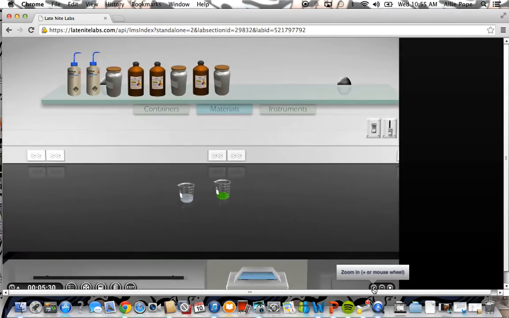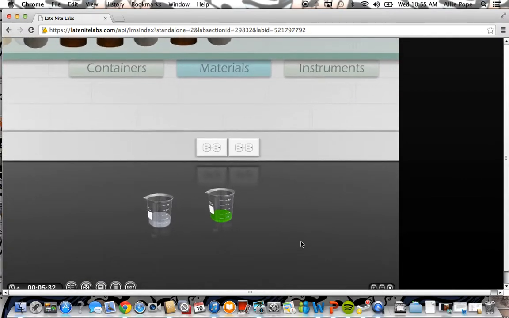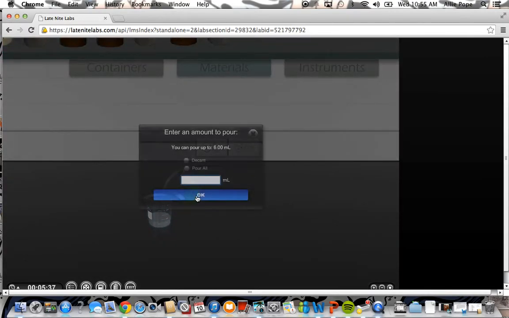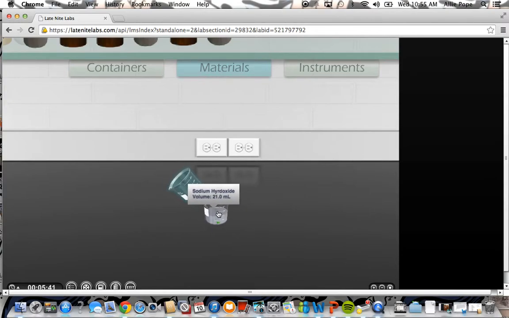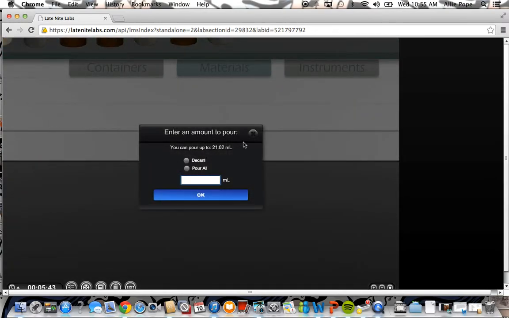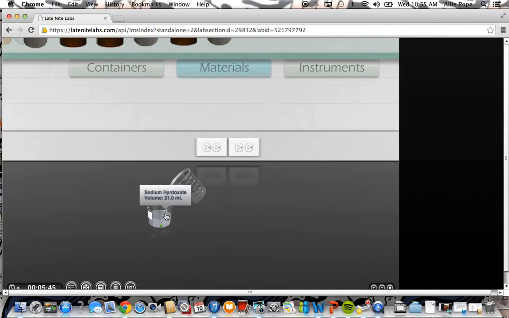I'm going to zoom in so we can see the reaction take place. Now we'll pour all the contents of one beaker into the other. There we go. Okay, we can observe the result of the compounds mixing. They result in a clear aqueous solution, the sodium chloride, and a small green precipitate, the nickel hydroxide.